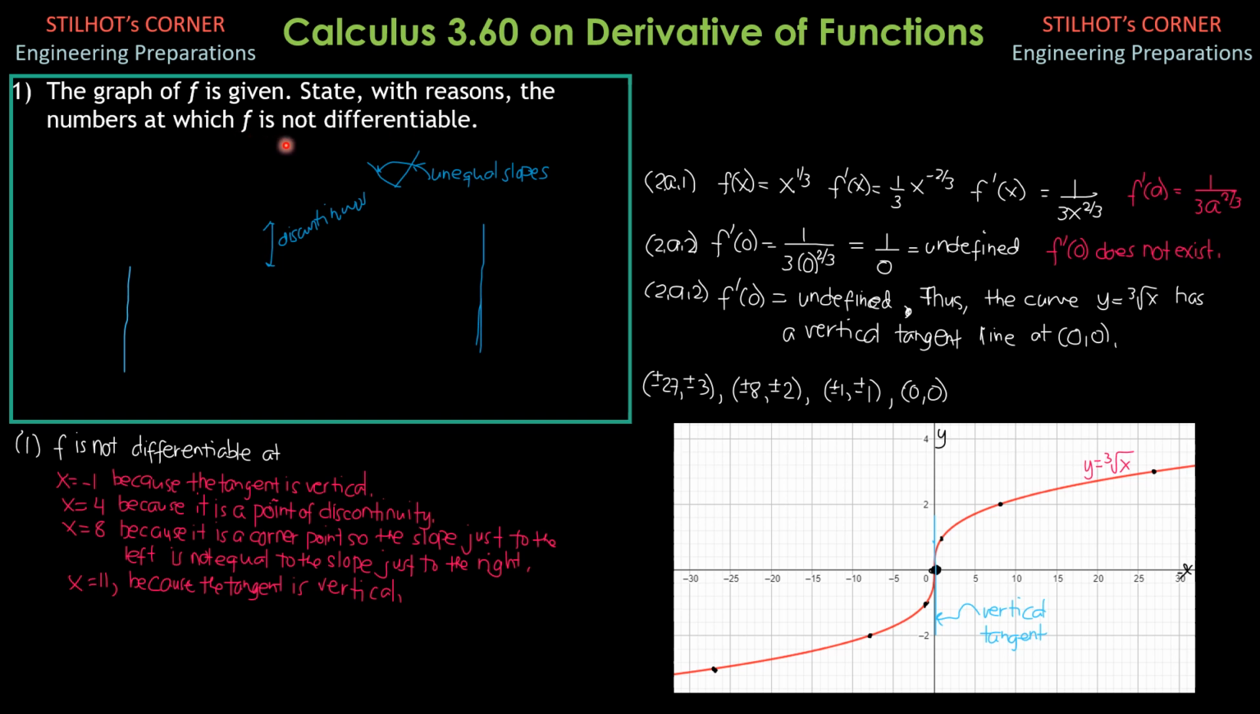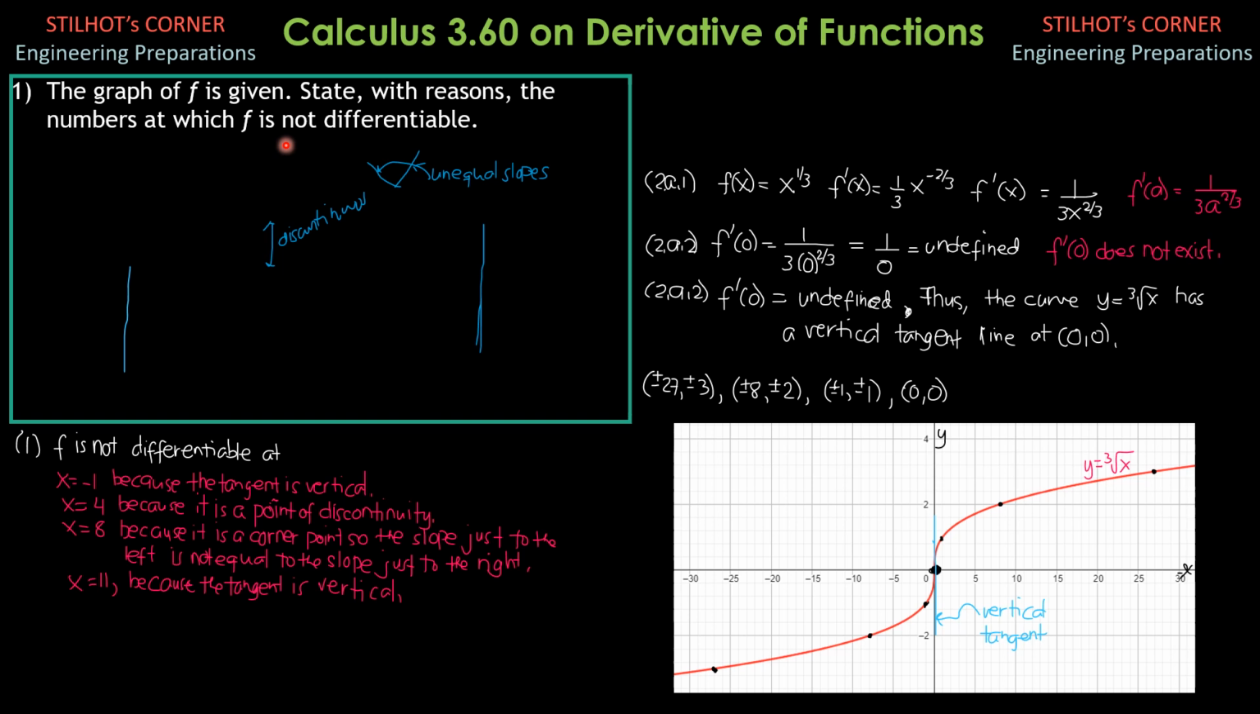f is not differentiable when the tangent to the curve is vertical or has undefined slope. f is not differentiable when the slopes just to the left and just to the right of the point, even if it is continuous, are different. So that means it is a corner.